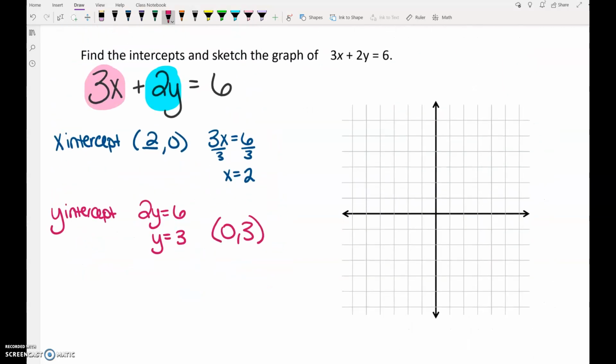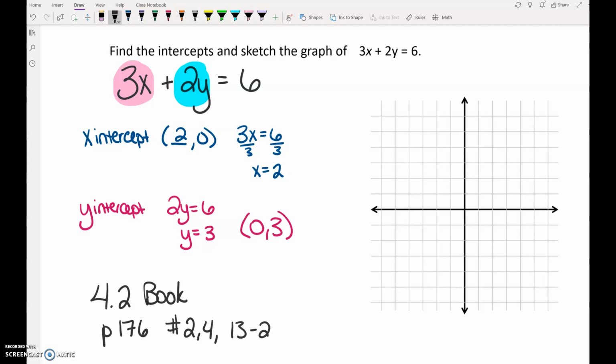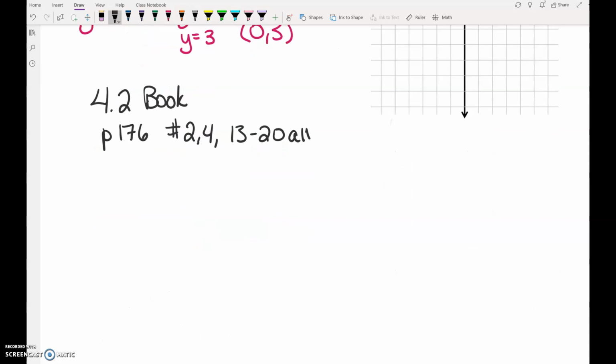All right, your assignment for this section. Make sure you're labeling your assignment with what it is. So make sure you write down that this is the 4.2 book assignment. It starts on page 176. We are doing numbers 2, 4, and then 13 through 20 all. On number 2 and number 4, you just need to do the table of values. You don't need to graph. And on 13 through 20, you are finding your x-intercept and your y-intercept.